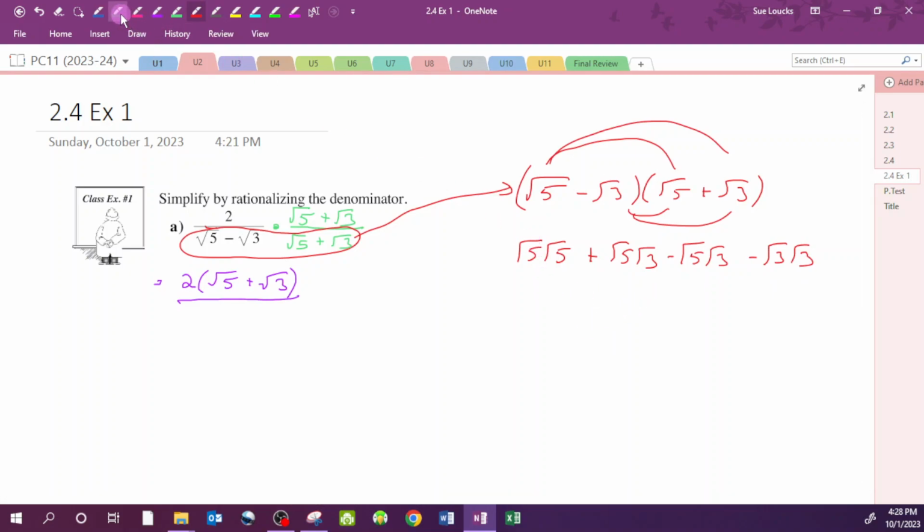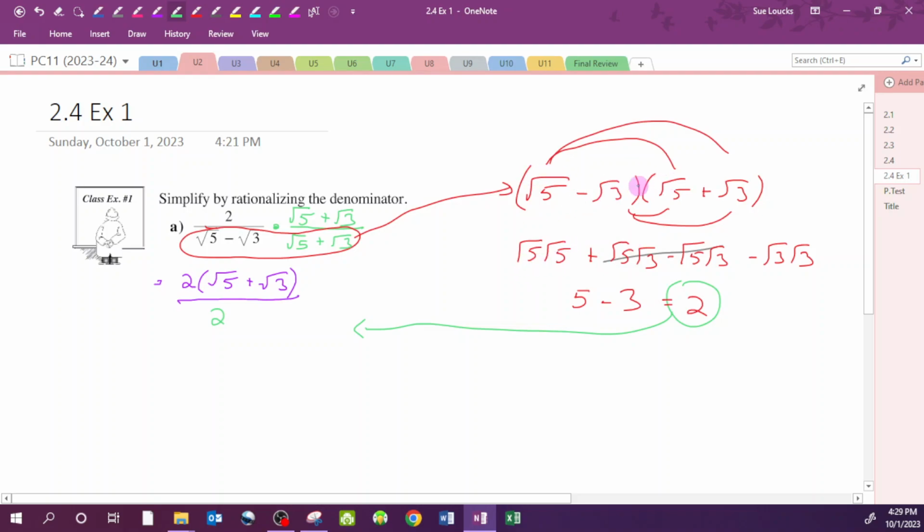If I simplify that, root 5 times root 5 is just 5. And then this part, I've got plus 5 root 3 minus 5 root 3, so that actually cancels out. And then I have minus root 3 times root 3, which is just 3. So this actually equals 5 minus 3, which equals 2. Then I'm going to take this 2 and put that back in the denominator over here.